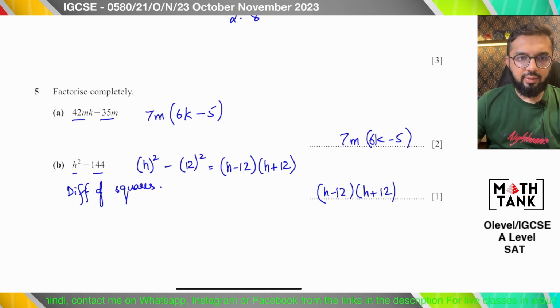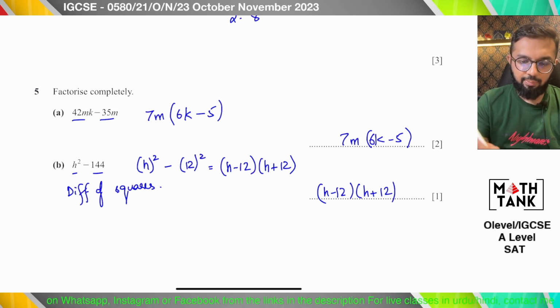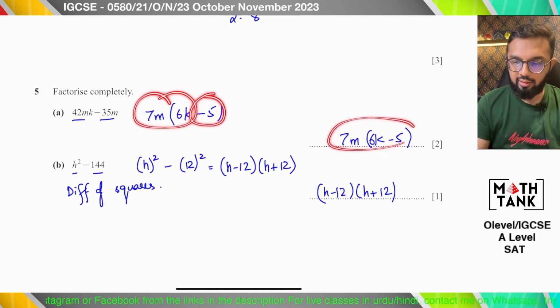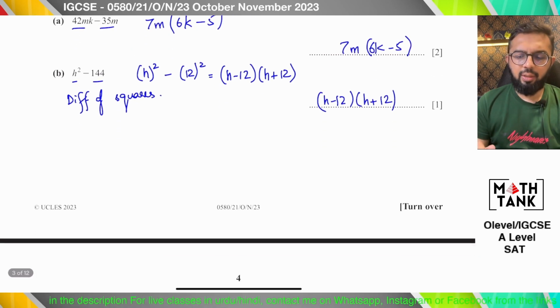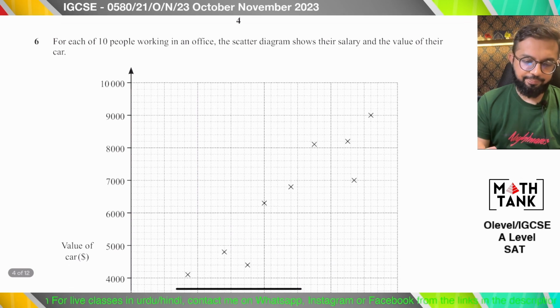Now, since this was a 2-mark question, for example, the marks are for both terms being correct. So make sure that you factorize properly so that you get all the marks.